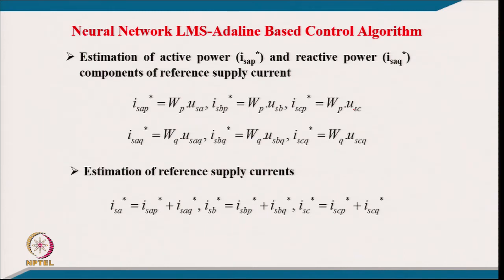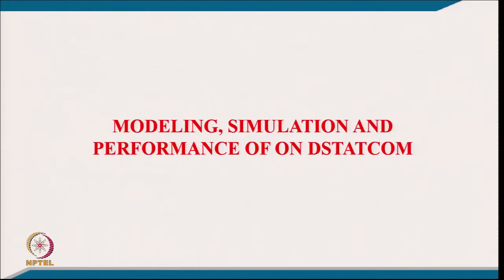but you can keep this as 0, WQ 0, then you will get power factor correction only by this. Then you can add both the components for A phase, B phase, C phase, getting the total reference grid current, and by comparing it with the sensed grid current, we can generate the gating signal for the 3 phase voltage source converter operating as a D STATCOM.